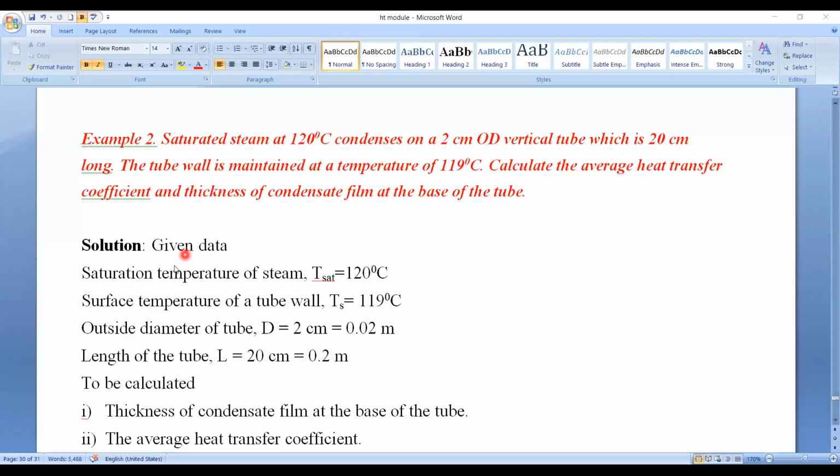Now let's proceed to the solution. Given data, saturated temperature of steam is Tsat equals 120 degrees centigrade. Surface temperature of the tube wall is Ts equals 119 degrees centigrade. The outside diameter of the tube is capital D equals 2 centimeter or 0.02 meters. Length of the tube is 20 centimeter or 0.2 meters.